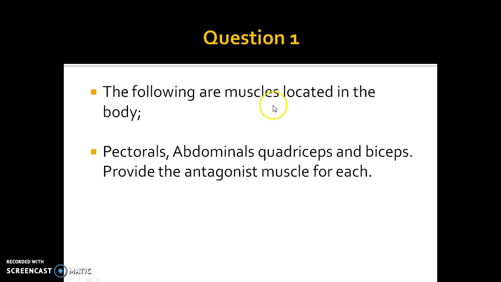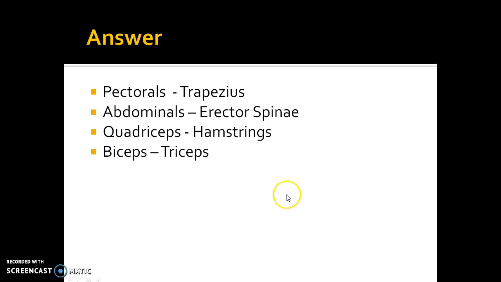The following are muscles located in the body: pectorals, abdominals, quadriceps and biceps. You've got to provide the antagonist muscle for each of those. So just pause it now if you need to. Think about it. Now the answer to that is as follows. You can see if you're correct. If you're correct, tick, well done. There's no memory method for that. That's just general knowledge in terms of the agonist and antagonist muscles.